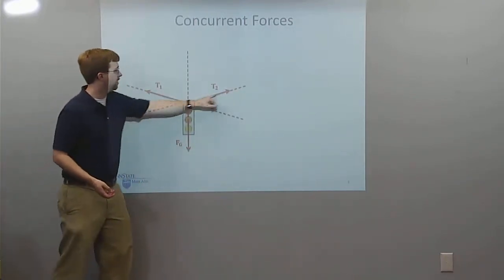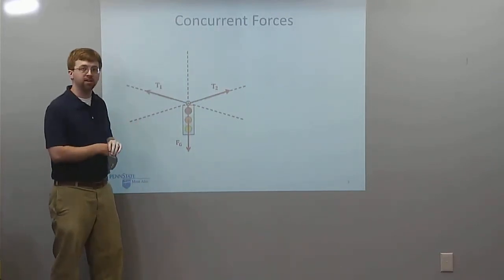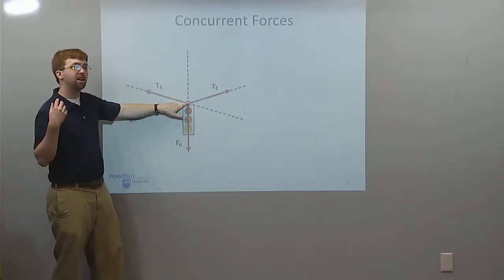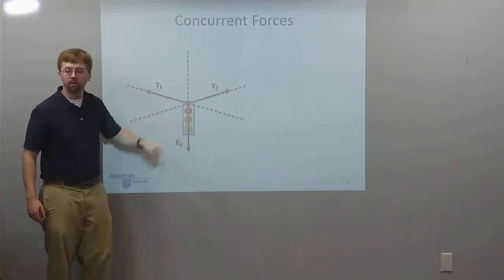And if we draw in all the lines of action, that's what these dotted lines are, we'll notice that all of these lines of action come together at a single point right here in the middle. So this is going to be a concurrent force system since everything meets at one point right here.